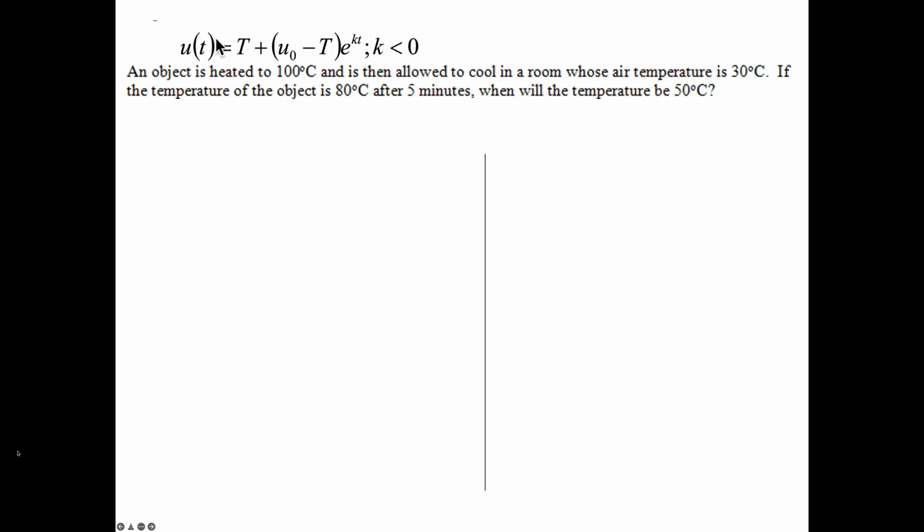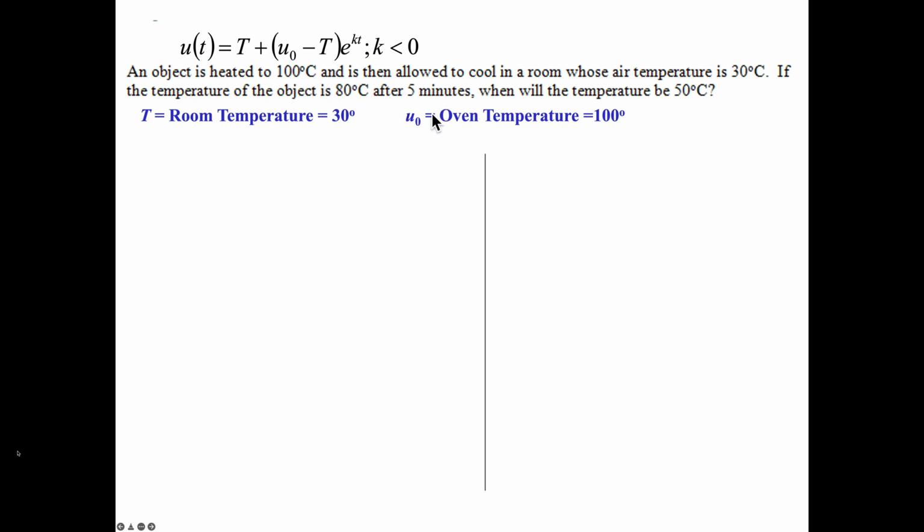So using Newton's law of cooling, we want to start identifying everybody here. All right, capital T, that's your room temperature, 30 degrees. U sub 0, that's the oven temperature. An object heated to 100 degrees, that's your oven temperature.